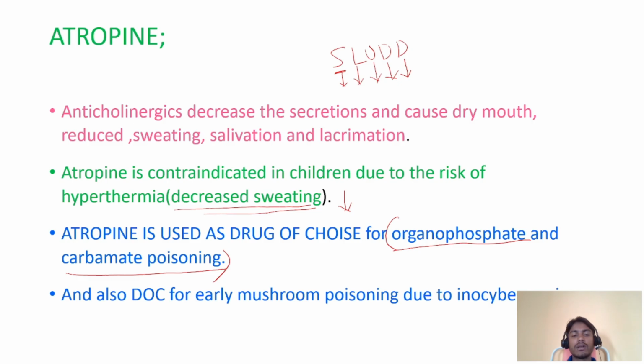And it is also the drug of choice for mushroom poisoning due to Amanita species. This species also causes a poisoning effect, and for that poisoning also we can use atropine as an antidote.